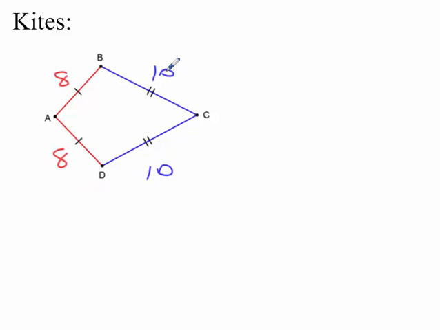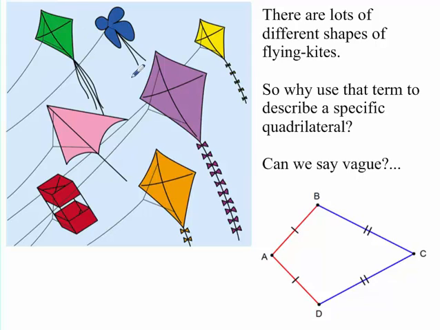What I don't like about the word kites is that if you go out and fly a kite, there's all kinds of different shapes for kites. But they're focusing on this common shape, and textbooks are calling these kites. Okay, let's work with it.